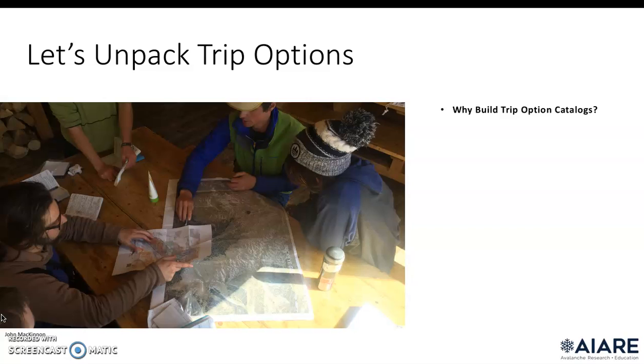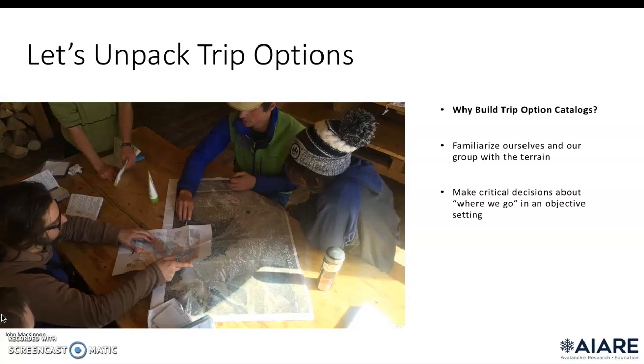So why do we build trip option catalogs? This will be one of the topics that we talk about on the webinar. They help familiarize ourselves with the terrain. They help us make critical decisions about where we go in an objective setting. They allow the group to build consensus around terrain. And most importantly, they allow us to open and close areas or runs before we head into the field. We'll talk more about the why behind trip option catalogs during the webinar, and there'll be a chance to collaborate with other instructors. I just wanted to introduce some of the why behind trip option catalogs.